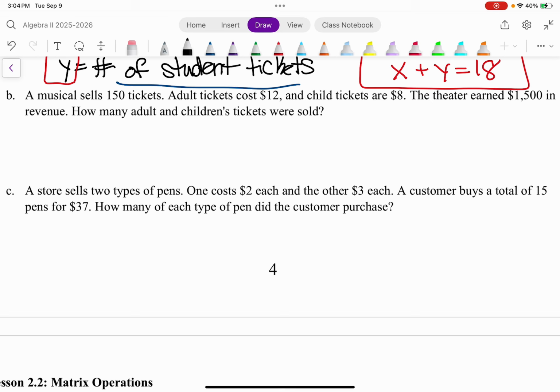So for this one, a musical sells 150 tickets. Adult tickets cost $12 and children tickets cost $8. The theater earned $1,500 in revenue. How many adult and children tickets were sold? So again, the question at the end is going to pretty much tell us what our variables need to be. For this one, X I'm going to use again for the number of adult tickets.